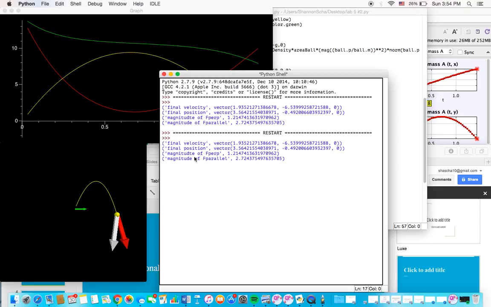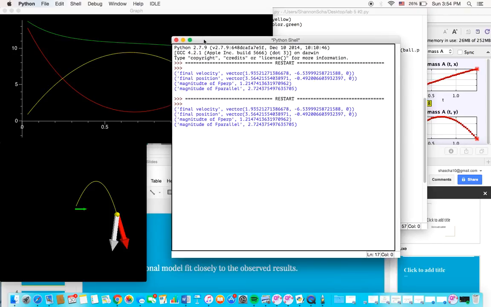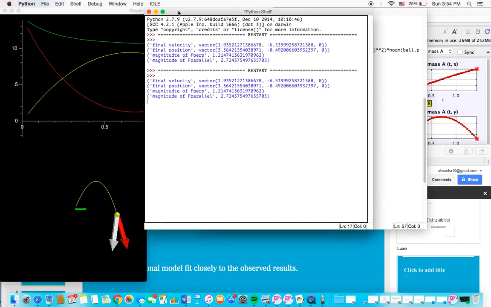And here we have that the magnitude of F perpendicular is going to be 1.21, and the magnitude of F parallel is going to be 2.72. The results were pretty similar. They may have been different because of the center of mass, which was difficult to calculate at times in the video, and also because the drag coefficient was an approximation but not the exact drag coefficient.